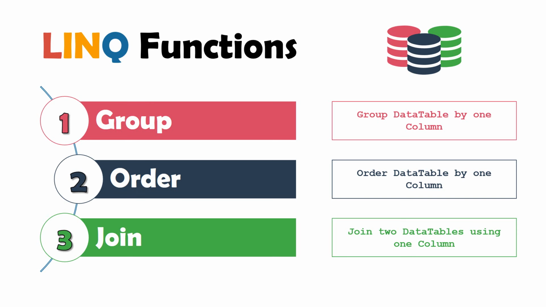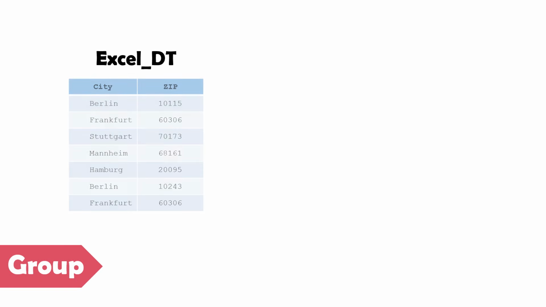Yeah, I'm ready. Okay, let's start with the group function. I have here a data table, which consists of two columns, city and zip code. In this table we have 7 rows.